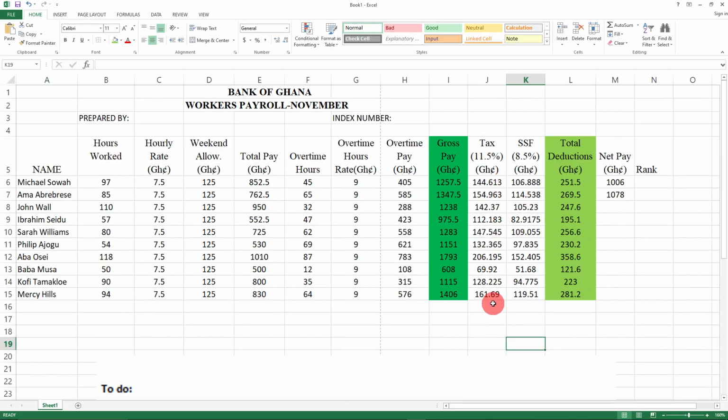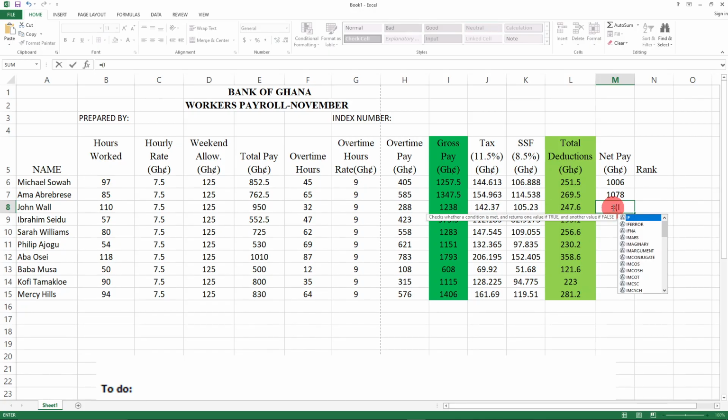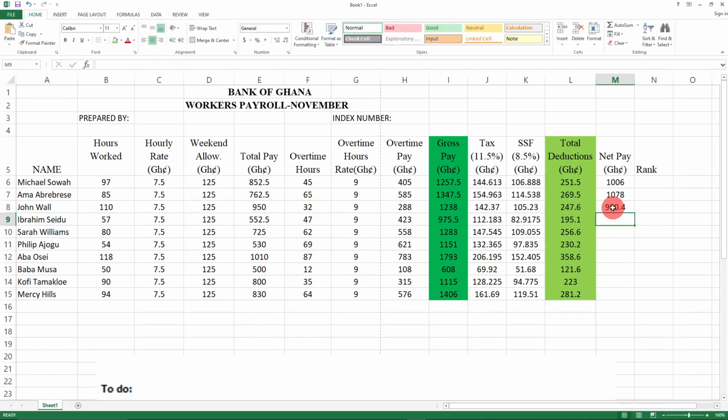The tax shouldn't be that much. If you see the tax is more than 1,000, then it means that there's something wrong. Instead of 11 I typed 111. That's the reason why it went up. So it's corrected. So let's do it. I8 minus L8. Okay, so John will be going home with 990 cedis.